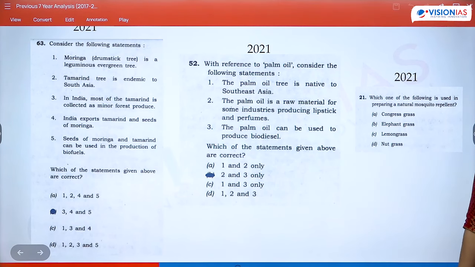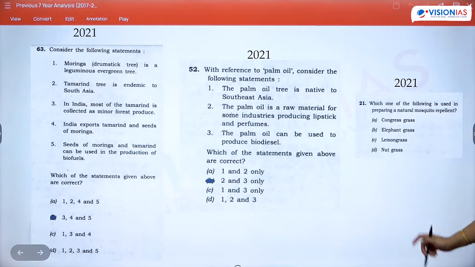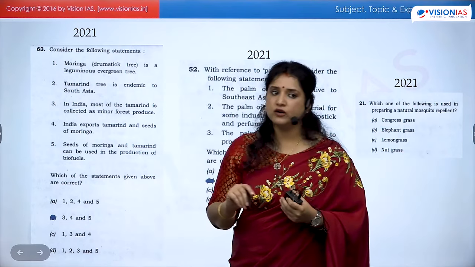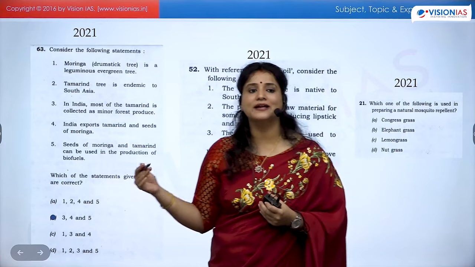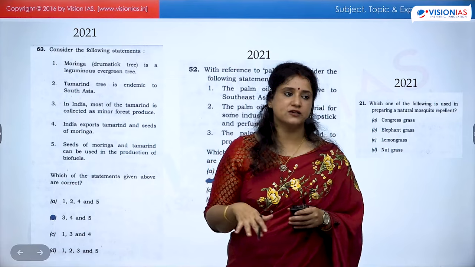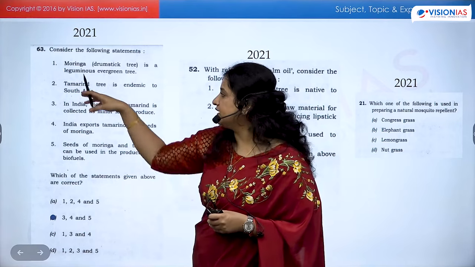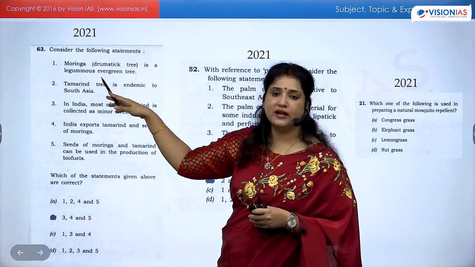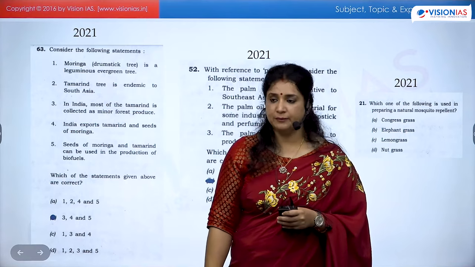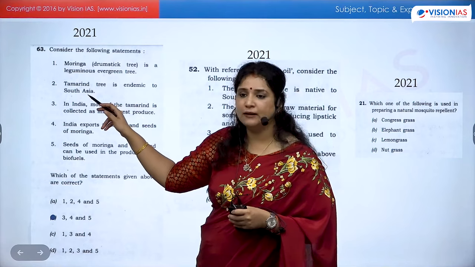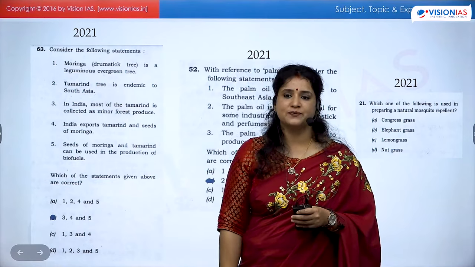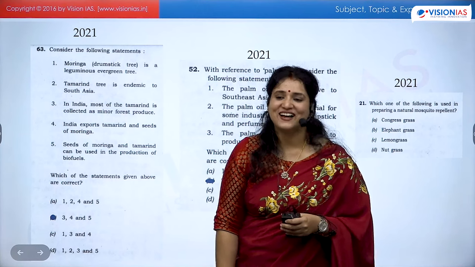Let's come to some plant species. We did animal biodiversity, now let's come to some plants. This question was a bit of a shocker for everybody because nobody had earlier seen questions related to trees, and that too a comparison of trees at this level. So what is moringa? Moringa is drumsticks. And what is tamarind? Imli. Tell me the name of a dish which has both of these. Drumsticks and imli. Sambar.